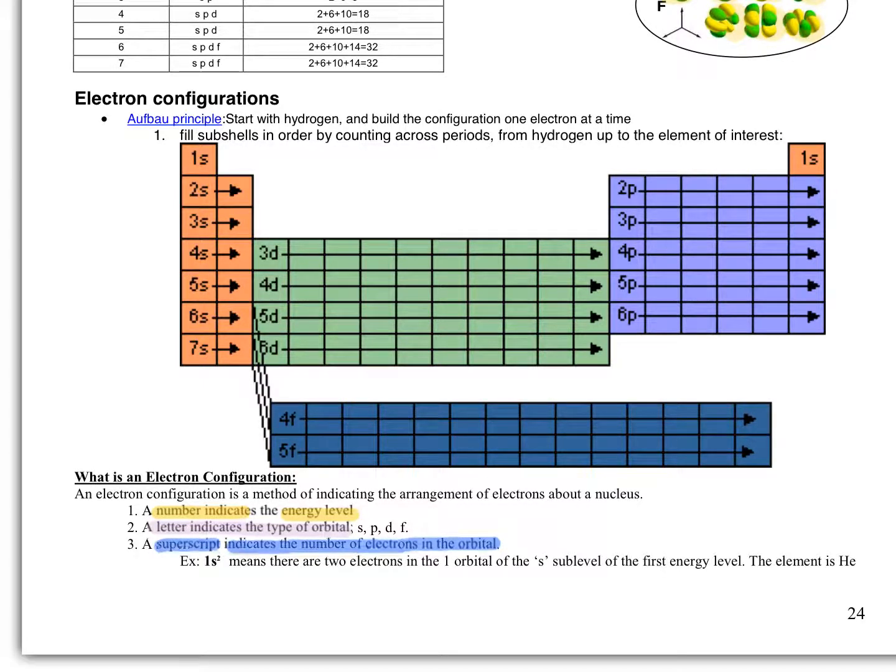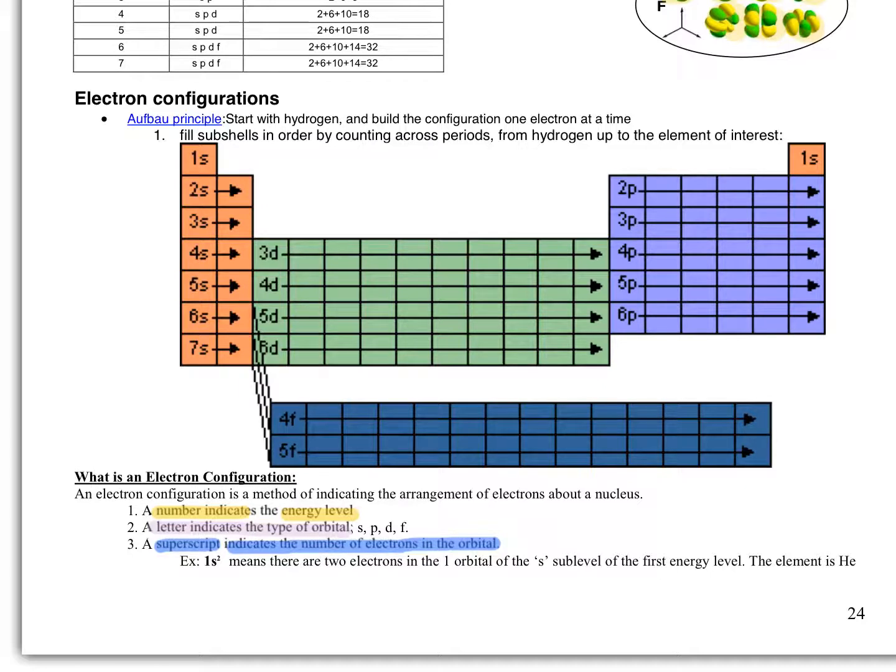So if I have an electron configuration 1s2, the 1 means I'm on energy level 1. The s means I'm in the s orbital, which is the orange block here. And the 2 means I have 2 electrons in there. 1s, second electron in 1s, would be 1s2, and this tells me that the element is helium. Let's try this for a few other elements.